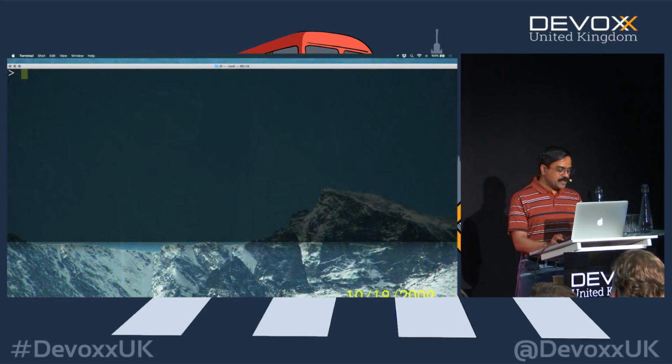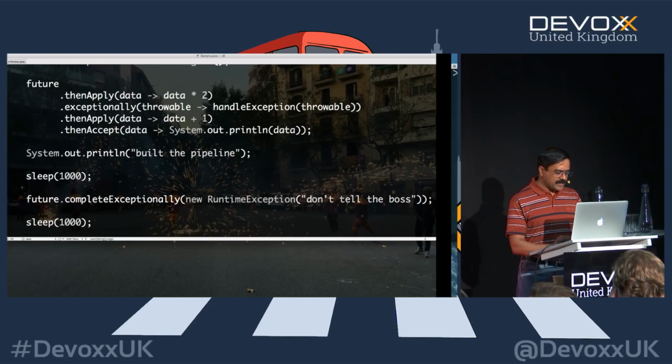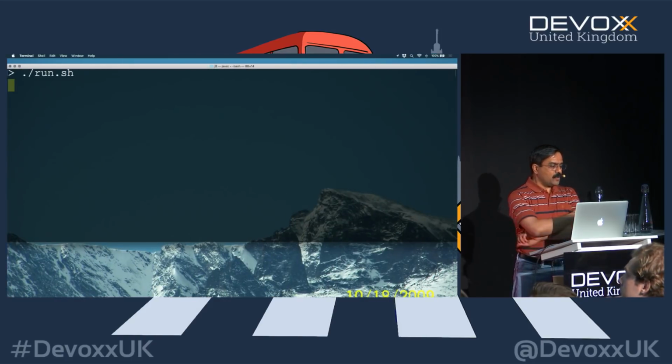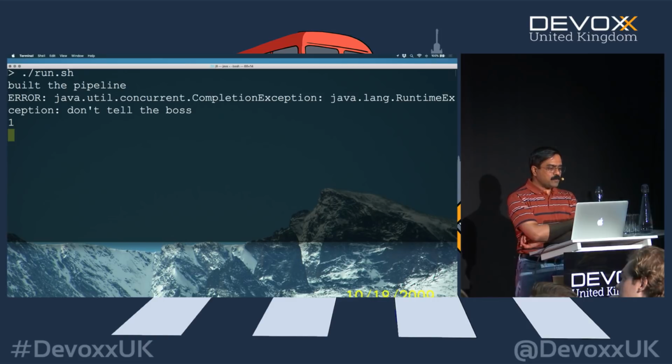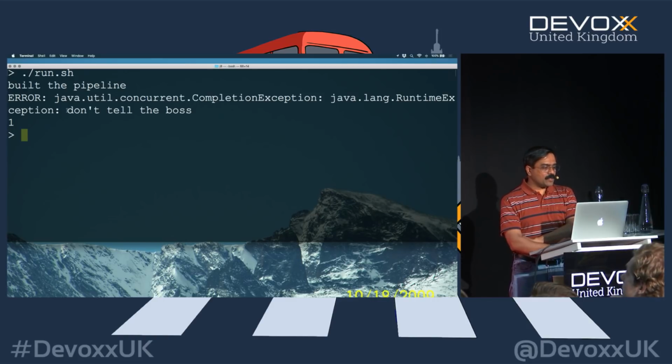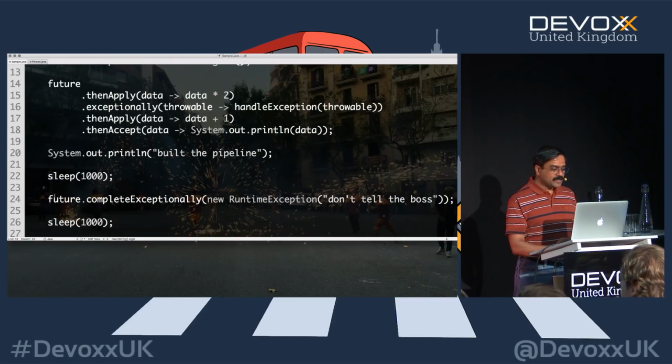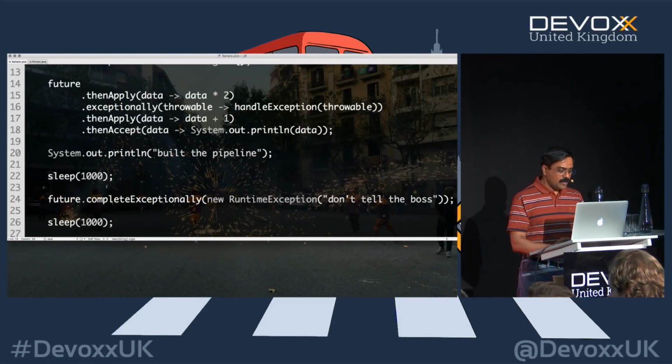So let's go back and see if that actually is true. Let's make sure we save this and run the code. And what does it do now? Build the pipeline. And notice it says error, don't tell the boss, and returns a 1 instead of a 5. So we can see how we could work through this.